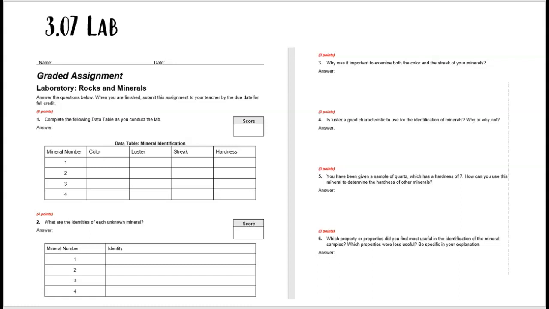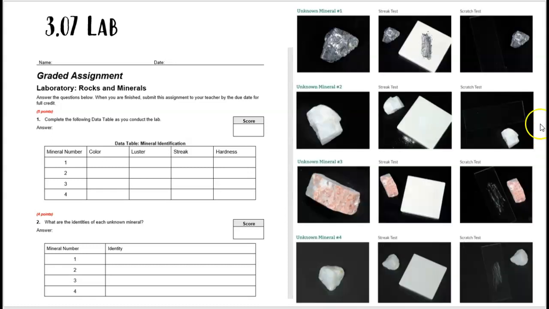We've talked about the 5 characteristics that we need to identify minerals. In this lab, we're going to be looking at color, luster, streak, and hardness. So we're looking at some of the properties that allow us to identify them. In the lesson itself, you are given these 4 unknown minerals. It shows you a picture of them.